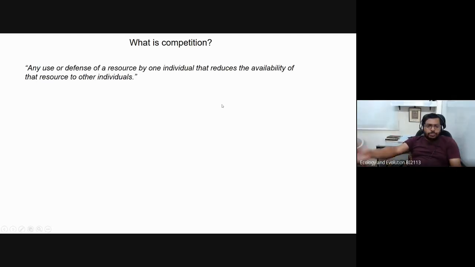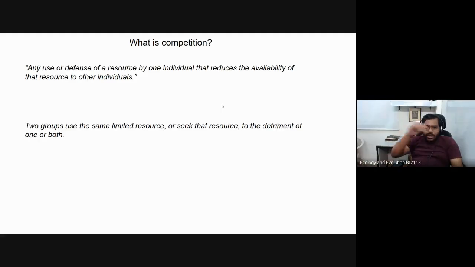Right. So any use or defense of a resource by one individual that reduces the availability of the resource to other individuals. This is one way of looking at it. Another way is that here they explicitly use the term limited resource, but as we discussed, the resource doesn't necessarily need to be limited. Essentially the second point is that there has to be a detriment to one party or both parties. This is an important feature of competition. If two species, populations or individuals are interacting in such a way that there is no negative effect on either or both, then you can't say that competition is happening. So competition is also defined in terms of the effect it ends up causing, and if that effect is not negative, it is not competition.